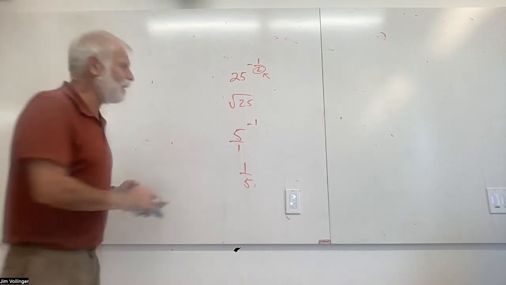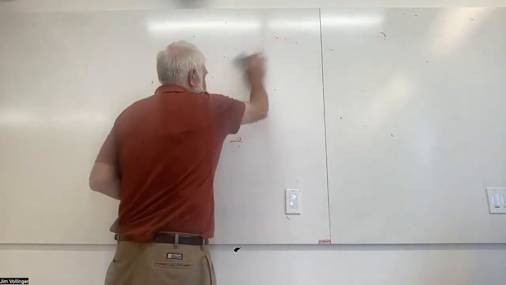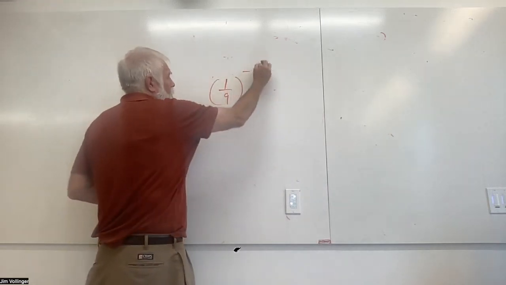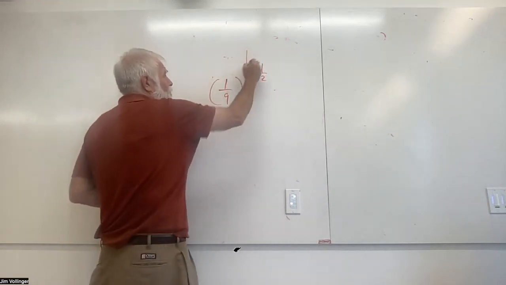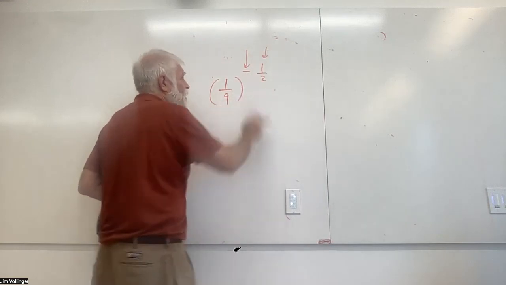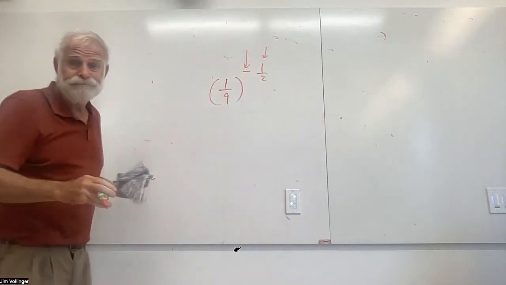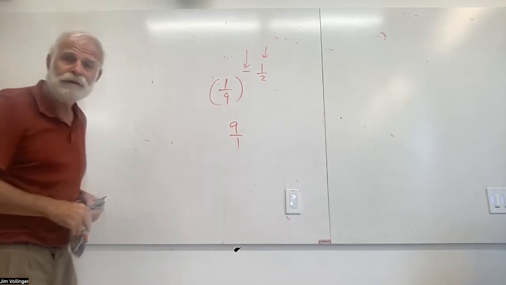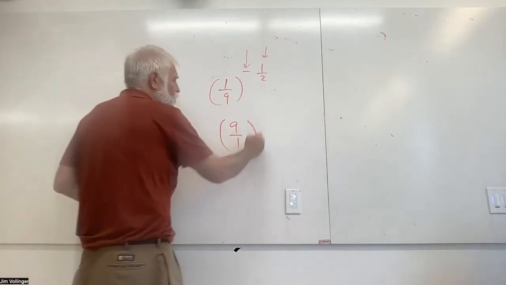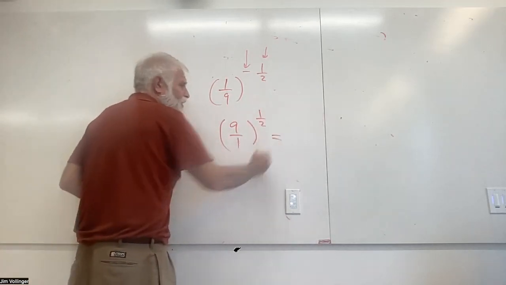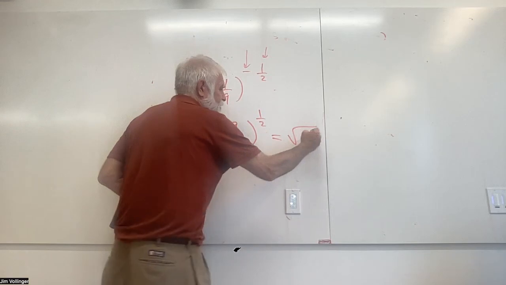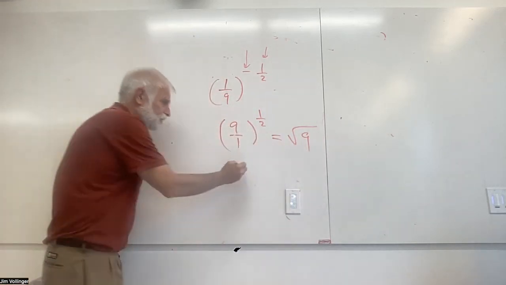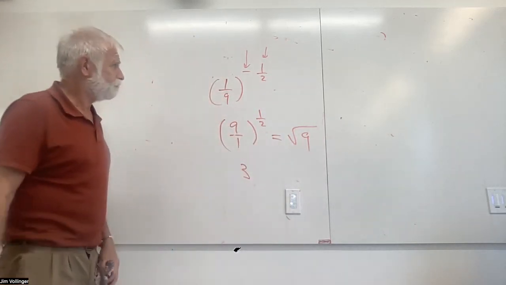All right, so what's next? 1/9 to the minus 1/2. Okay, you have a choice. You can either do the minus or you can do the 1/2. I think you should do the minus, because that makes the fraction 9 over 1, and you don't even really have to write the 1. And you're doing something to the 1/2. What does that mean? It means this. That's a square root. So what's this answer? 3.